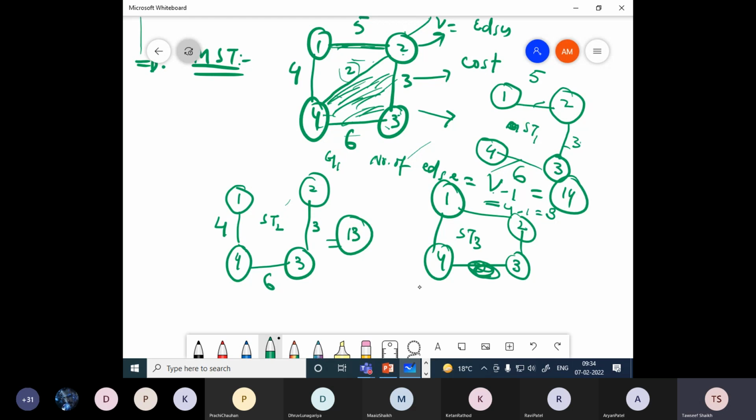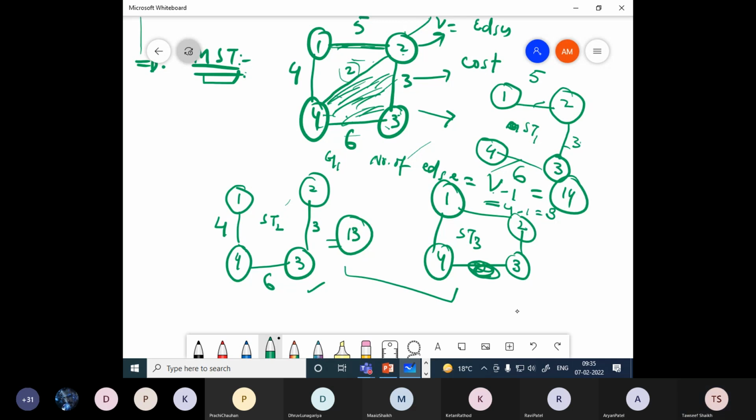And when we calculate the individual cost of every subgraph, we get different costs in every spanning tree. And the minimum cost subgraph, that's the minimum cost spanning graph, is known as the minimum spanning tree of this graph. So out of all those spanning graphs or spanning trees, the graph which has the minimum cost is known as the minimum spanning tree.